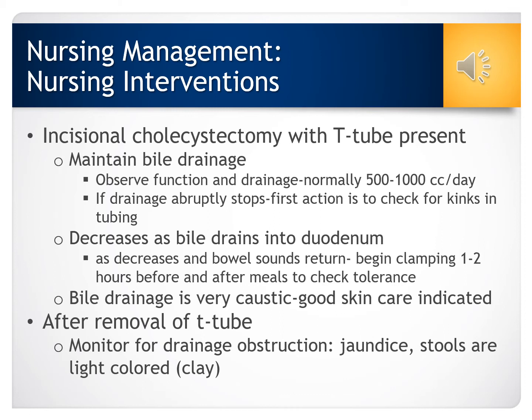If drainage stops abruptly, your first action would be to check for kinks in the tubing. There will be decreases in the bile drainage as bile drains into the duodenum. As this decreases and bowel sounds return, you may begin clamping the tube for 1 to 2 hours a day before and after meals, and you'll check to make sure that the patient is able to tolerate this.